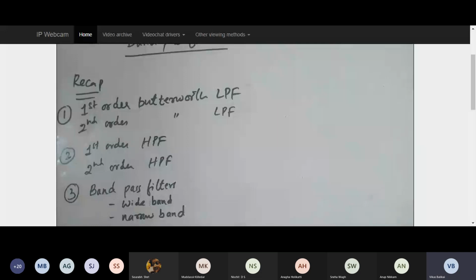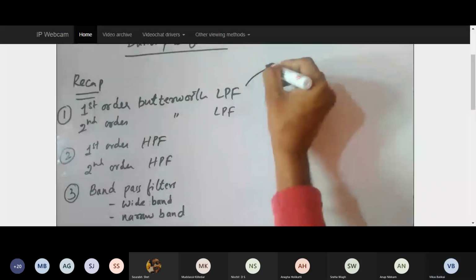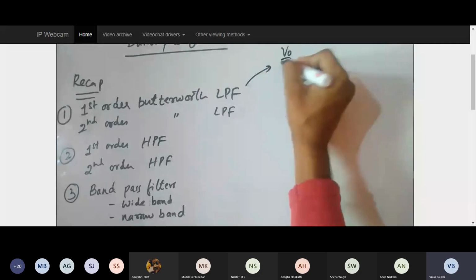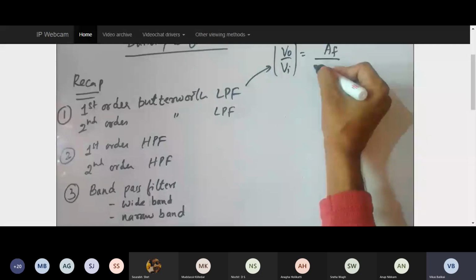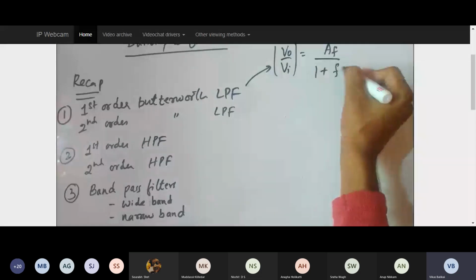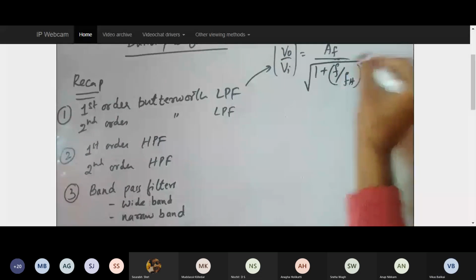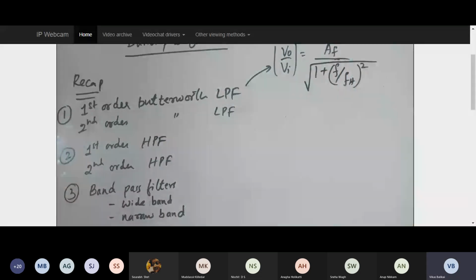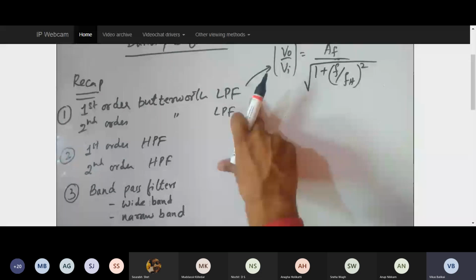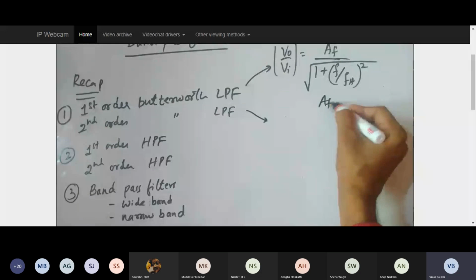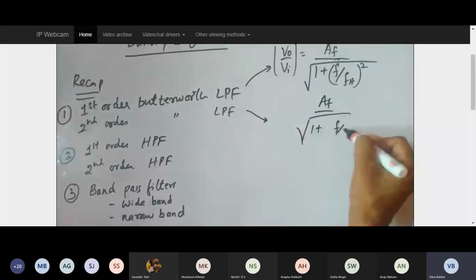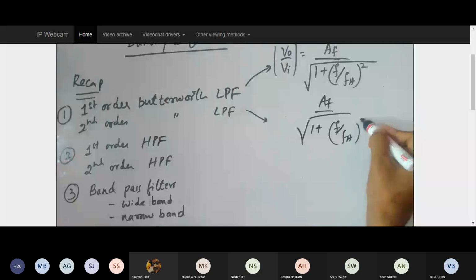Now comes the expression. So for low pass filter, the gain equation, V naught by Vi magnitude, will be AF divided by the square root of 1 plus (F by FH) whole square. So this is for your first order Butterworth low pass filter. Like I was telling, for low pass filter it is FH. For second order, this entire thing will remain as it is, but it will be to the power of four. So that is the expression for your second order.